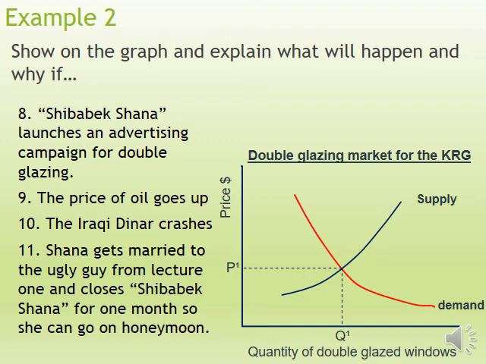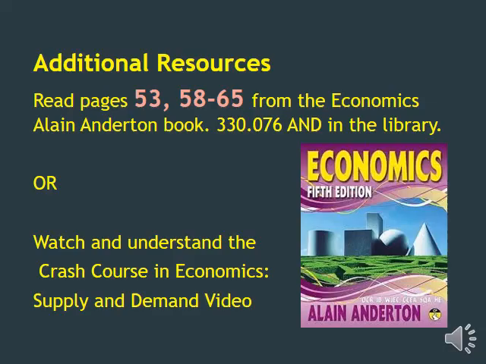And then Shana, she decides to marry that ugly guy that we met in lecture 1. And so she closes Shababik Shana for 1 month so that she can go on honeymoon with the ugly guy. Now, with her ugly husband. How's that going to affect the supply and demand curve? Guys, do this in your own time. These are questions that we will go through in the tutorial, but you should be able to answer these.